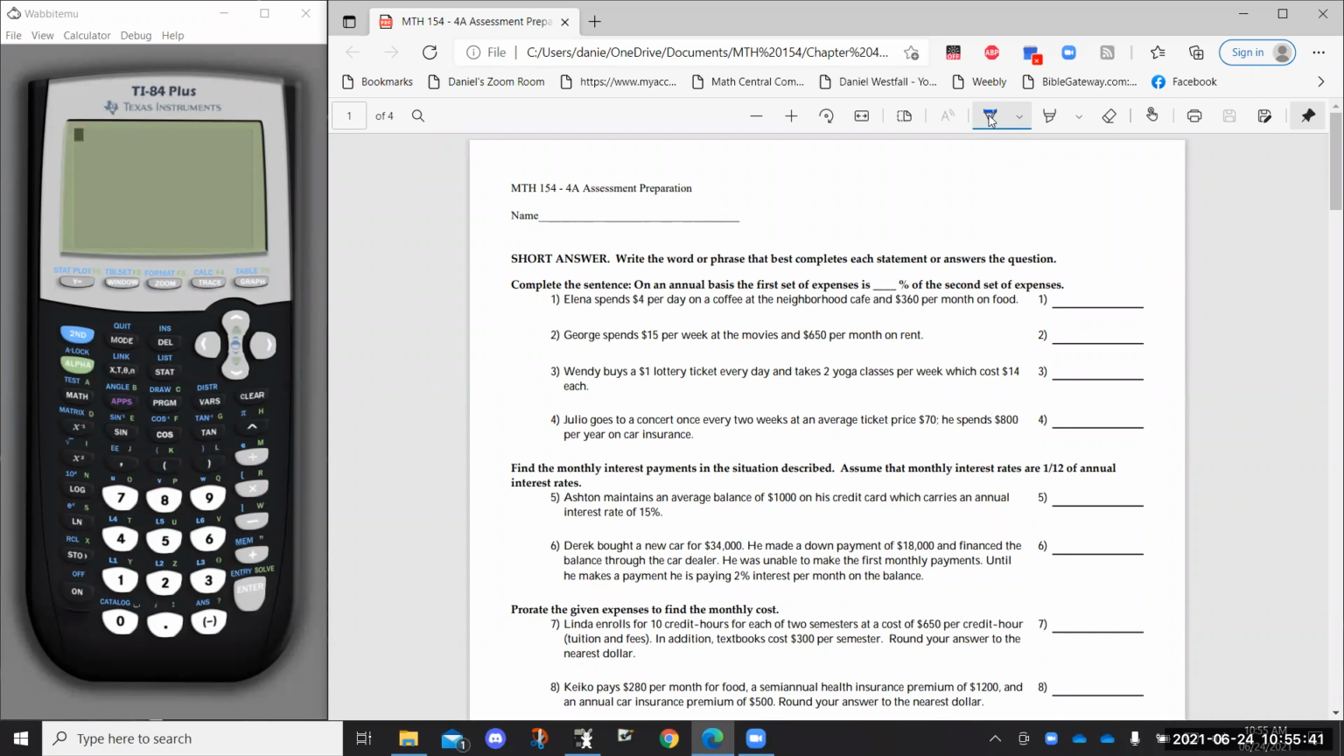So check these out with your calculator, but the amount that she's going to spend on coffee is going to be $1,460. The amount that she's going to spend on food is going to be $4,320, which means when you divide the first number by the second number, you're going to get 34%.